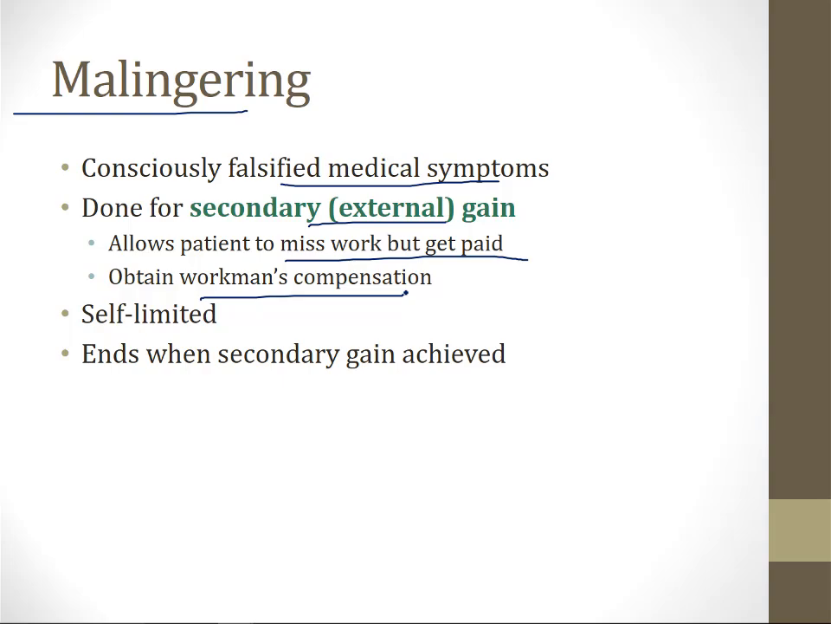What distinguishes this from factitious disorders and some other problems is that it is self-limited, and it's going to end when the secondary gain is achieved. So for example, the patient with Munchausen syndrome will chronically like being sick because of the gain that they get. The person who is malingering, once they get the check for workman's compensation, their symptom is going to go away. That is malingering, not a factitious disorder.